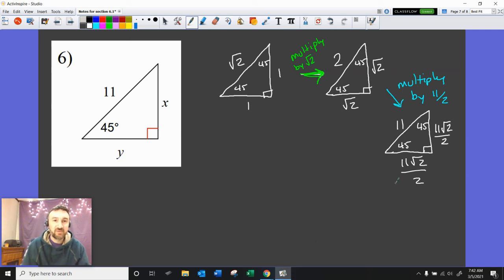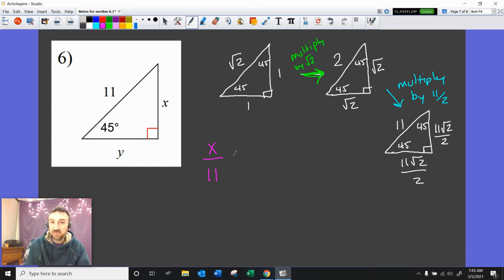So now I've got my triangle, and I can compare these two triangles, the original triangle that I had over here, and my new triangle that I made by multiplying side lengths a couple of times. And I can see that x and y are the same, and they're both 11 root 2 over 2, or 5.5 root 2. Okay, and then if you wanted to do this with an equation, of course you could say x divided by 11, or y divided by 11. It's going to be the same solution both times.